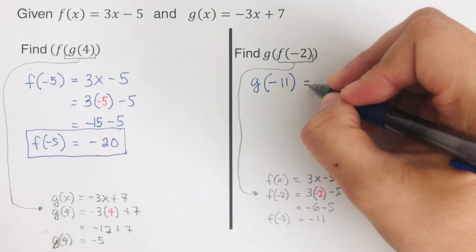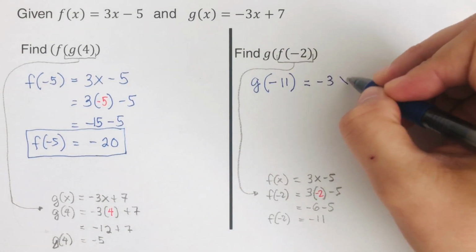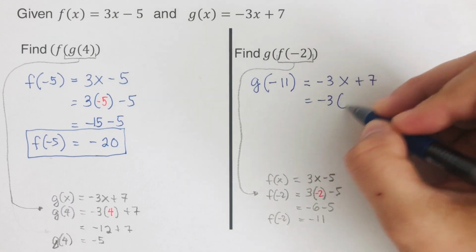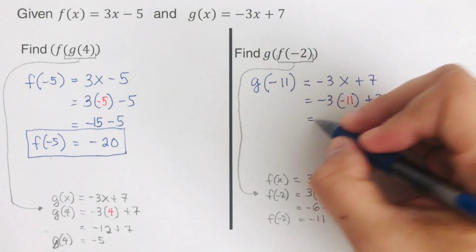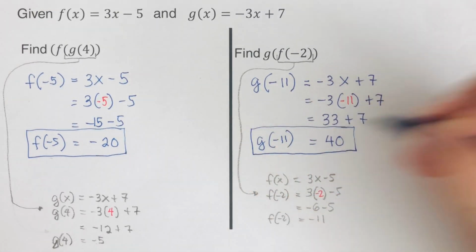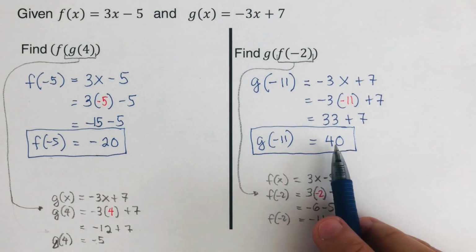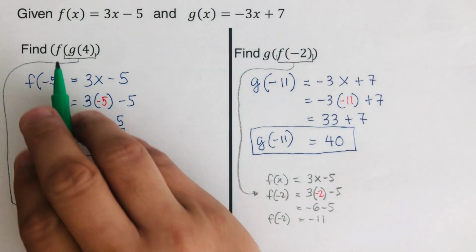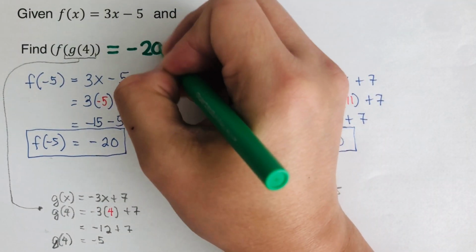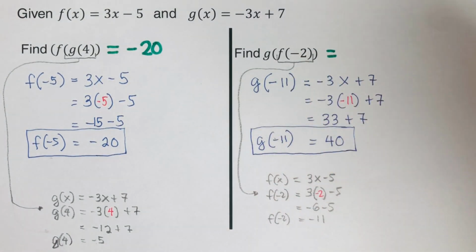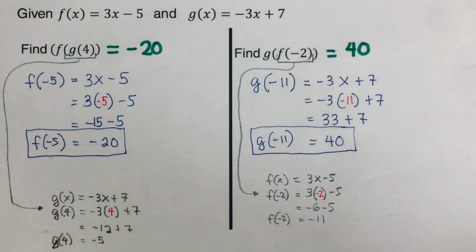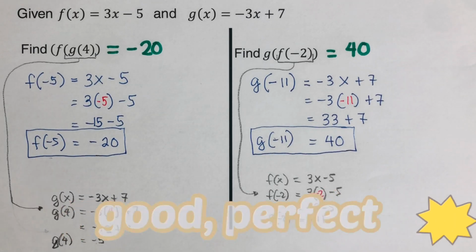Then we use the g of x, which is negative 3x plus 7, and we plug in the x, which is negative 11. So the g of negative 11 is 40. So pretty much f of g of 4 is equal to negative 20, and g of f of negative 2 is equal to 40. Did you get 40 for the second problem right here? Good. Perfect. Now, let's move on to the next example right here.